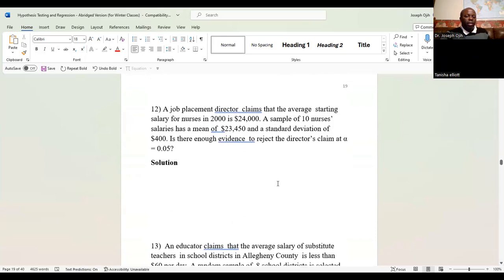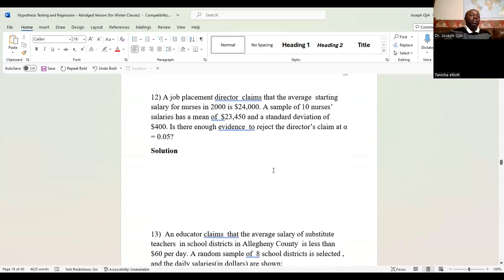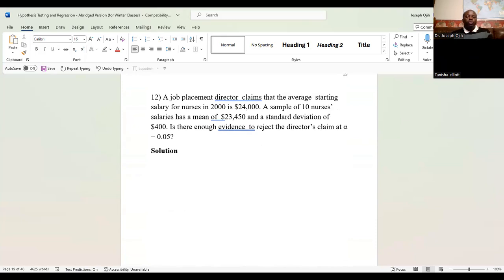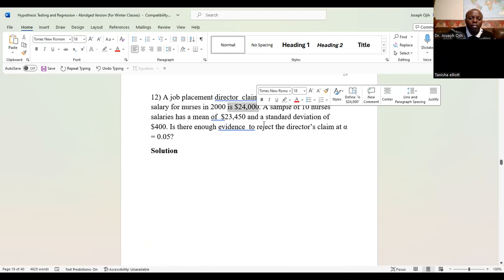Let's look at this one. Say a job placement director claimed that the average starting salary for nurses in 2000 is 24,000. A sample of 10 nurses has a mean of 23,450 and a standard deviation of 400. Is there enough evidence to reject the director's claim at alpha 0.05? So what is he claiming anyway? He's claiming that the average starting salary for nurses is 24,000.